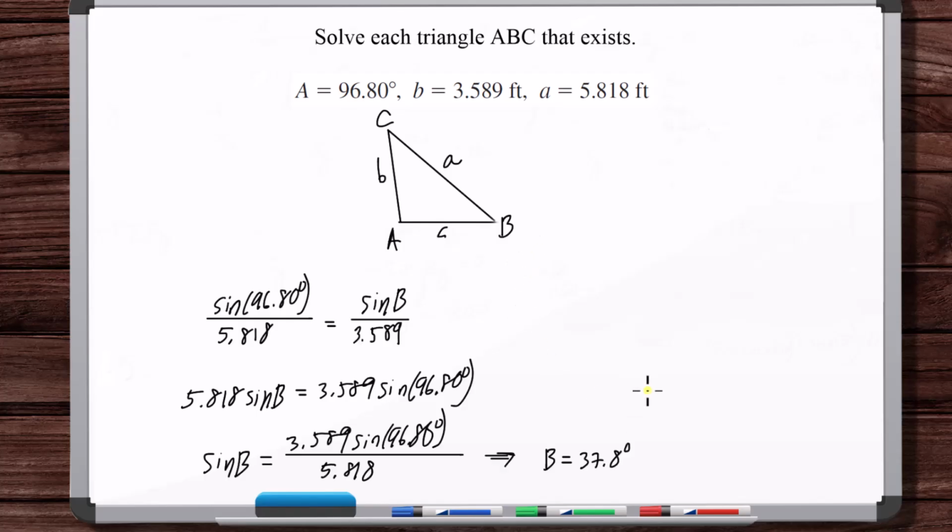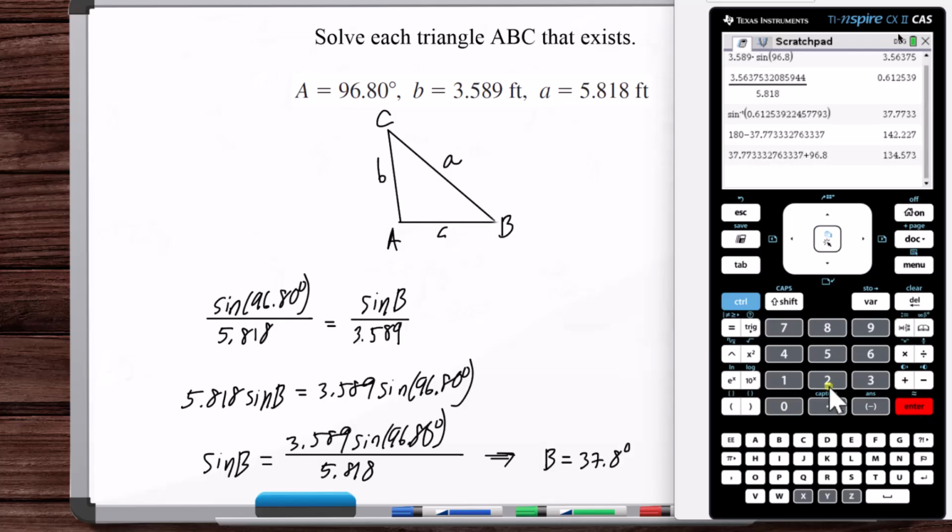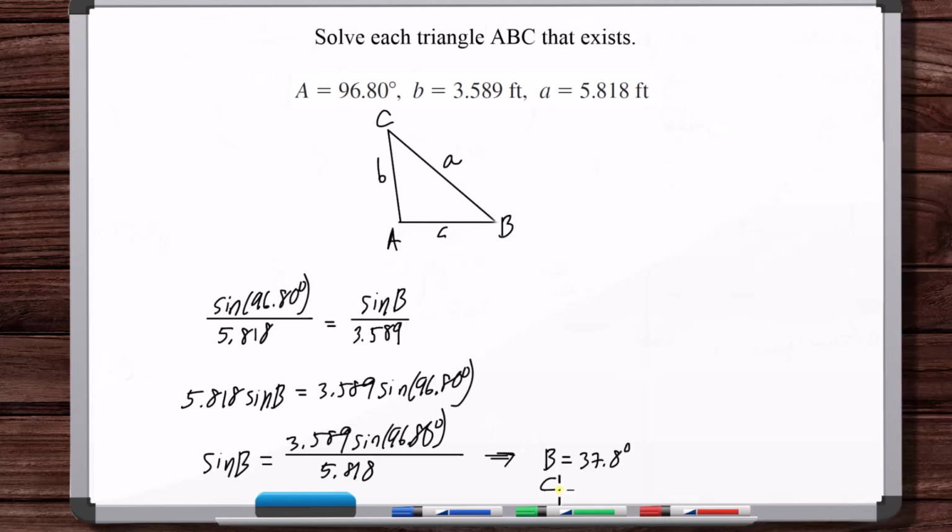Angle C, then, we can get by taking this plus 96.8 and then subtracting that from 180. That's 45.4. Okay, so there are the angles. We've got two side lengths. Now let's get side length C.